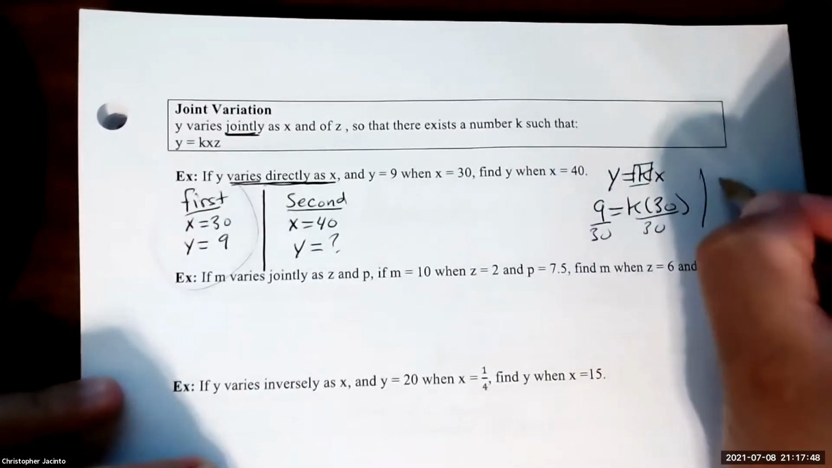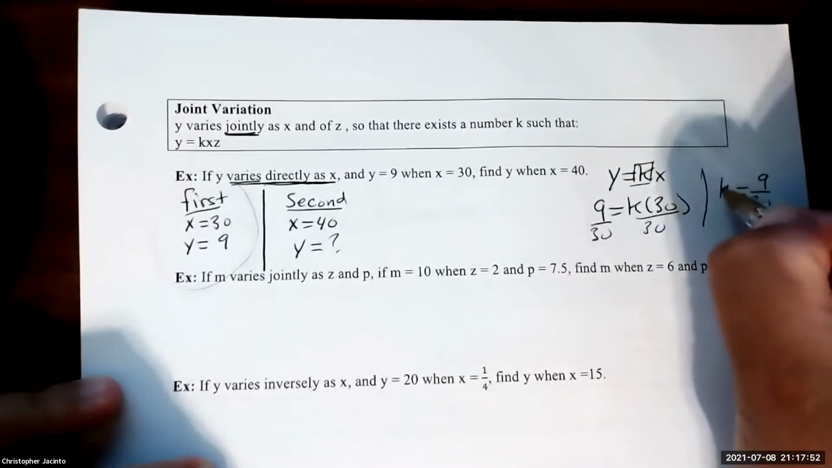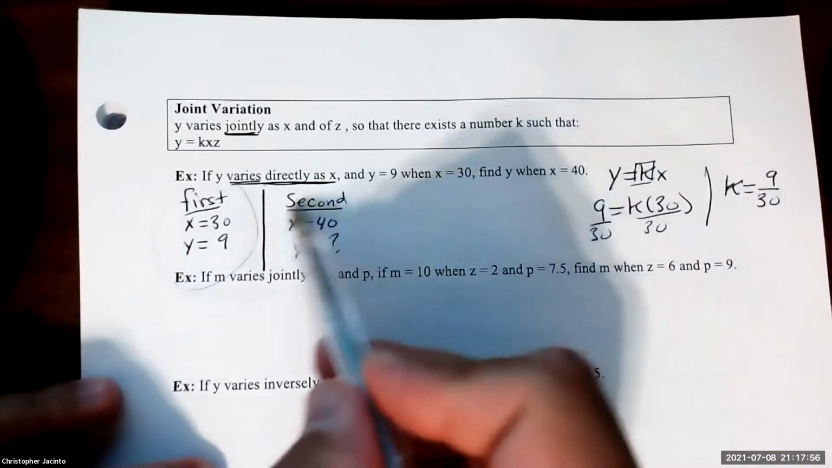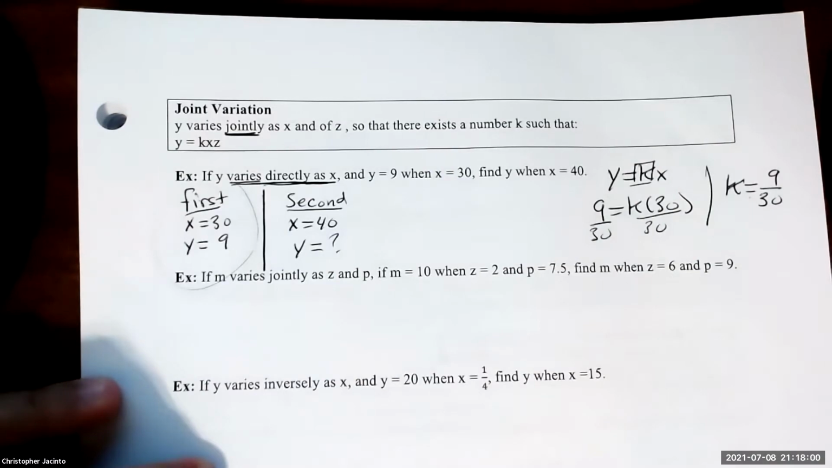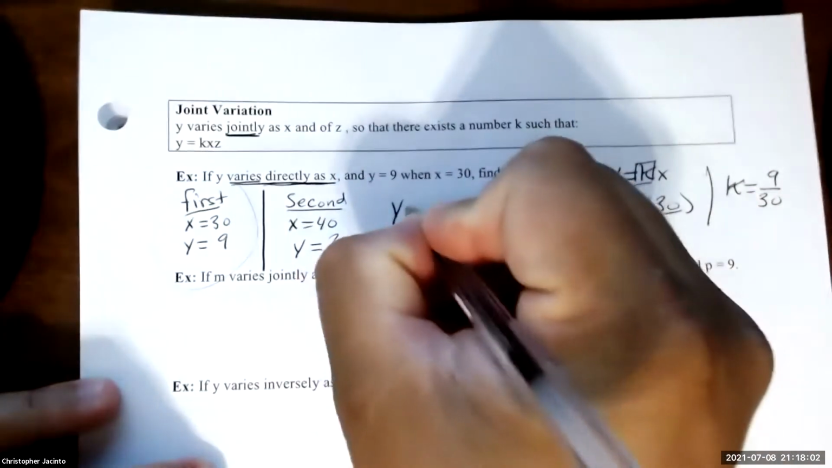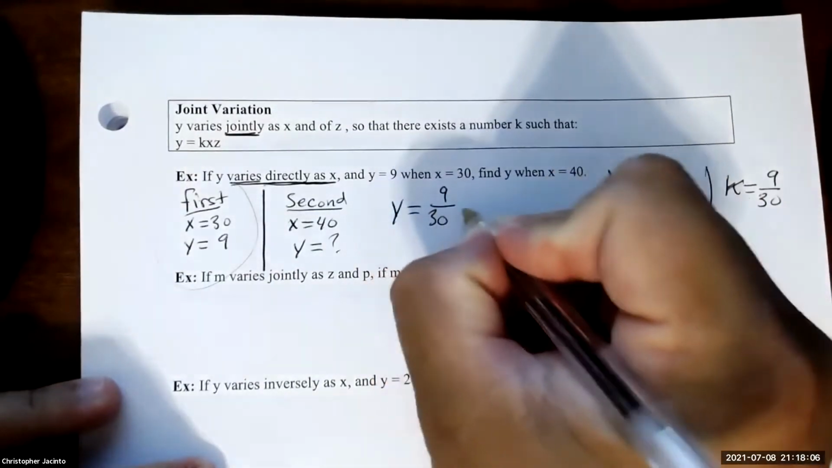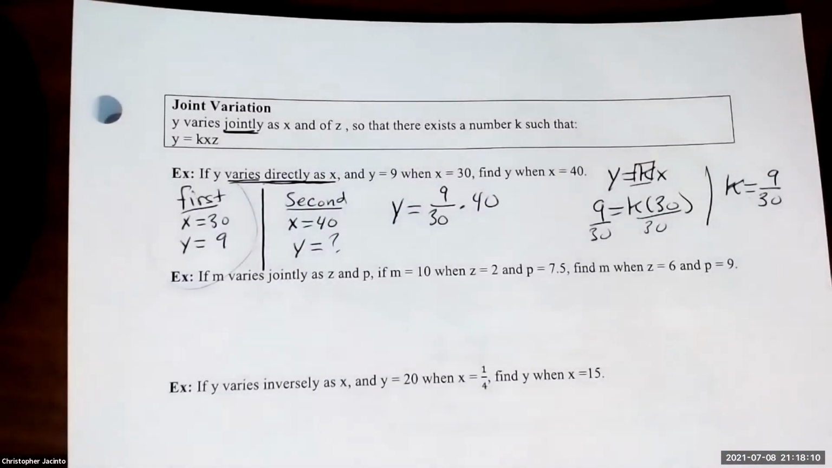So we know k is going to equal 9 over 30. Okay. So now that we know this, we can go to the second situation and solve for y. So we know y equals k, which we found is 9 over 30, times 40. And now we just multiply and divide, right?